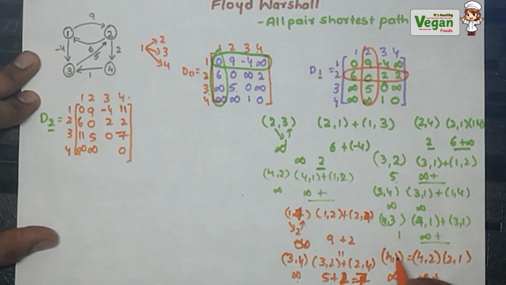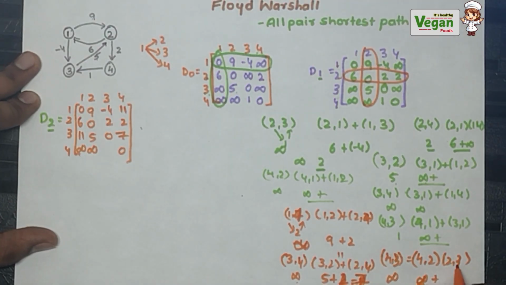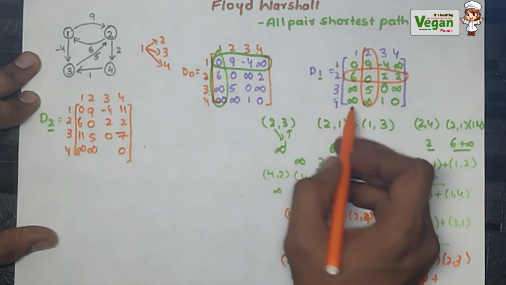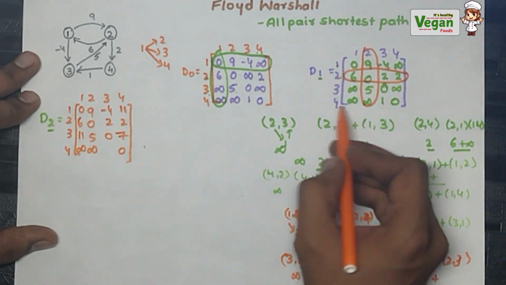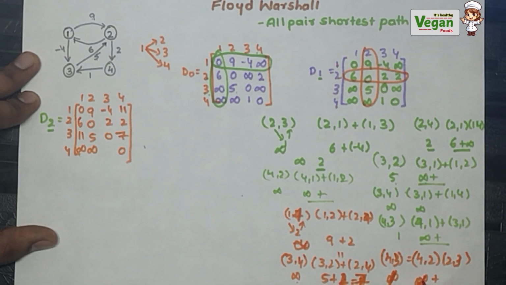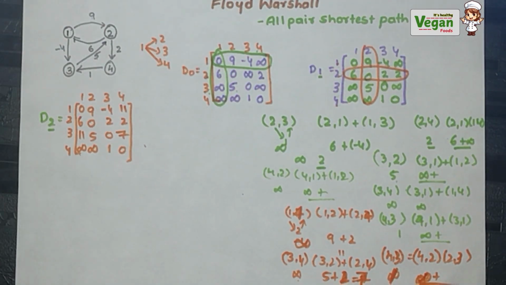Next 4 comma 3. If you want 4 comma 3, you will go from 4 to 2 and 2 to 3. 4 comma 3 value is 1. 4 comma 2 value is infinity. If you add anything to infinity, it will be infinity itself. Among 1 and infinity, 1 is the smaller. I will write 1 here. Now we are completed with the third matrix.